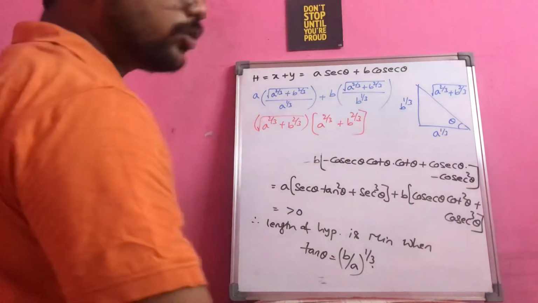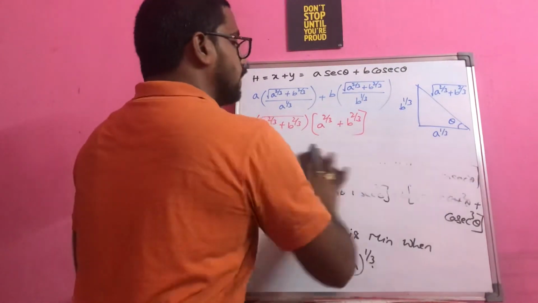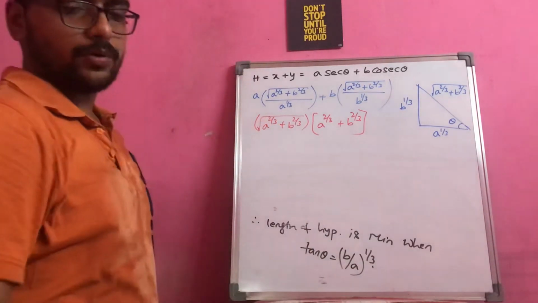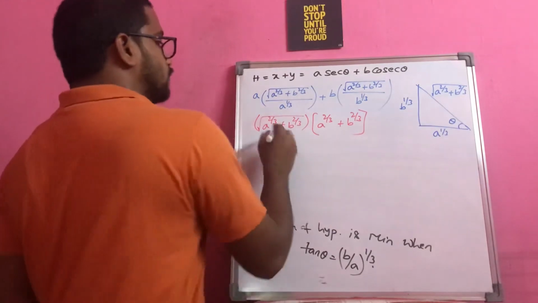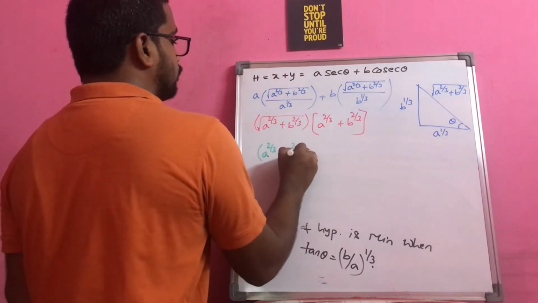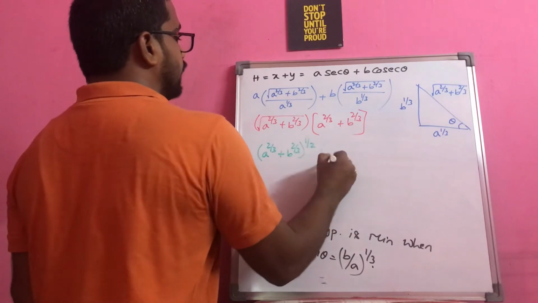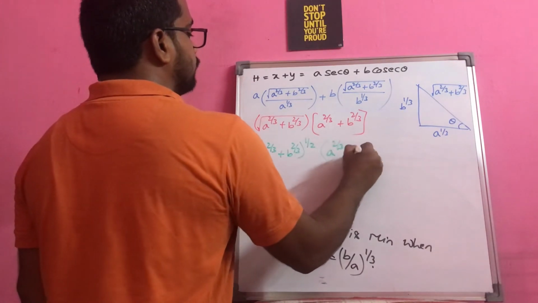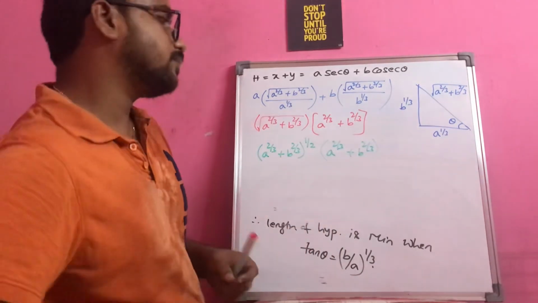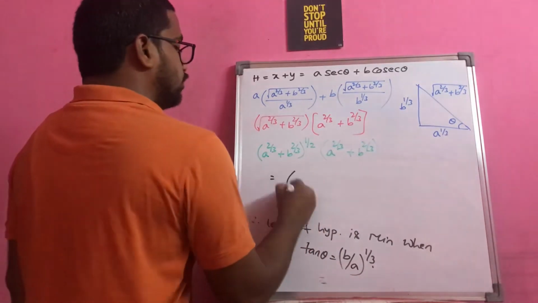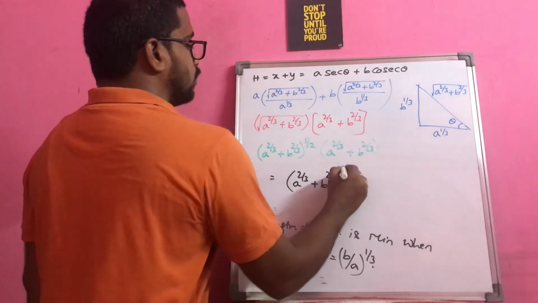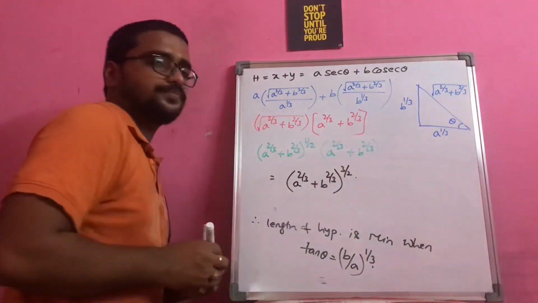So a power 2 by 3 plus b power 2 by 3 into square root of a power 2 by 3 plus b power 2 by 3. If we simplify this one, this square root can be written as a power 2 by 3 plus b power 2 by 3 whole power half, into a power 2 by 3 plus b power 2 by 3. Since the bases are the same, the powers will get added. So you will be getting a power 2 by 3 plus b power 2 by 3 whole power 3 by 2.